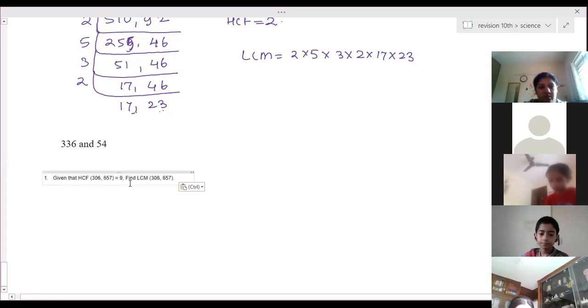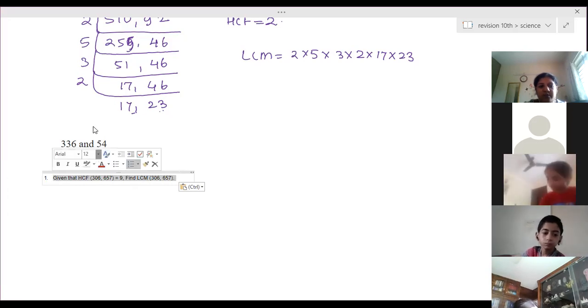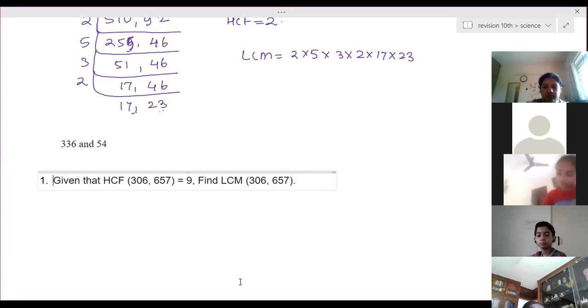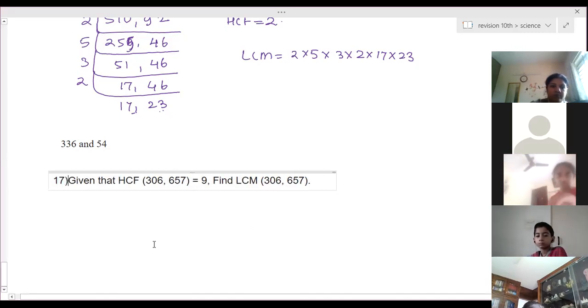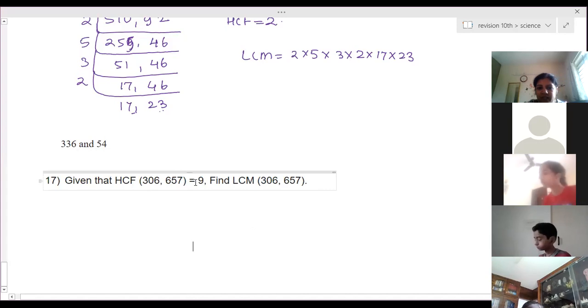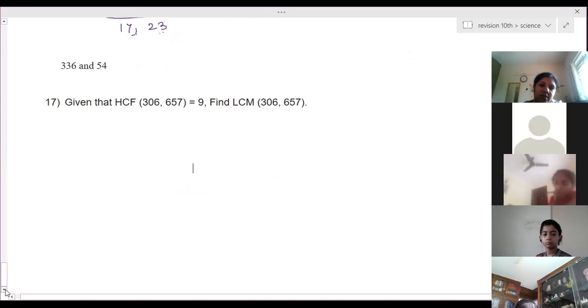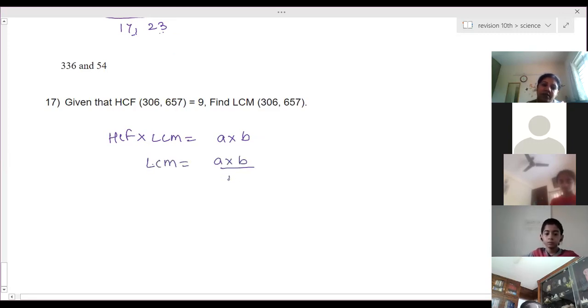Done, ma'am. Next question, use the relation HCF into LCM is equal to the product of two numbers. We have to use that. HCF is 9 given, LCM you have to calculate, two numbers are given. So we have to use the relation directly. HCF into LCM is equal to A into B, where A and B are the numbers. So LCM is equal to A into B by HCF.